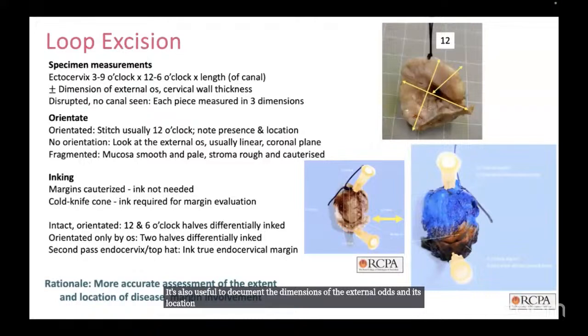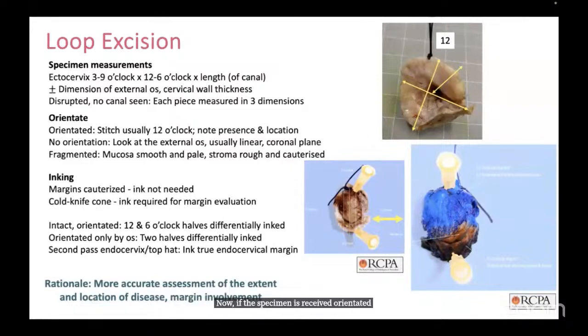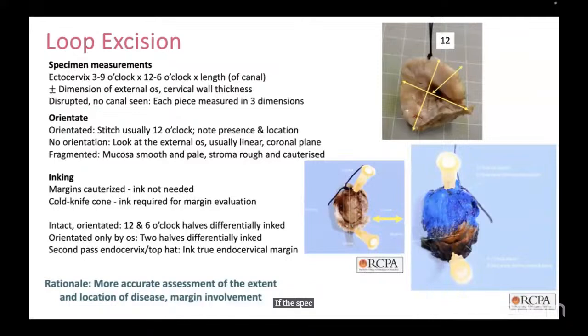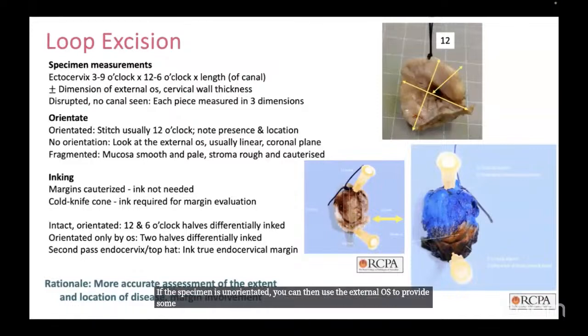And as mentioned, in the setting of a disrupted specimen where you can't see the canal, each piece is measured in 3 dimensions. Now, if the specimen is received orientated, this should be documented: locate where the suture is situated, and use a clock face analogy, assigning the clock face as per the viewer's perspective. If the specimen is unorientated, you can then use the external os to provide some guidance in terms of orientation, as it's usually flat and linear in the coronal plane, as I've depicted with the arrows in the image at bottom left. And this provides partial orientating information.